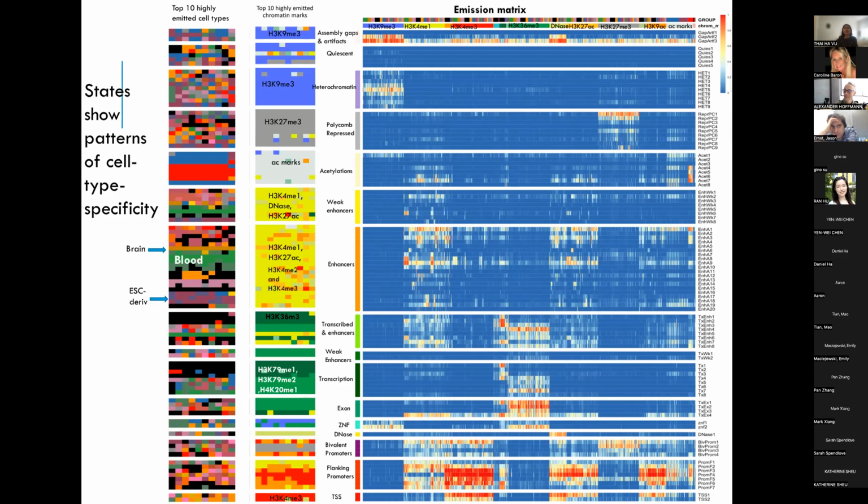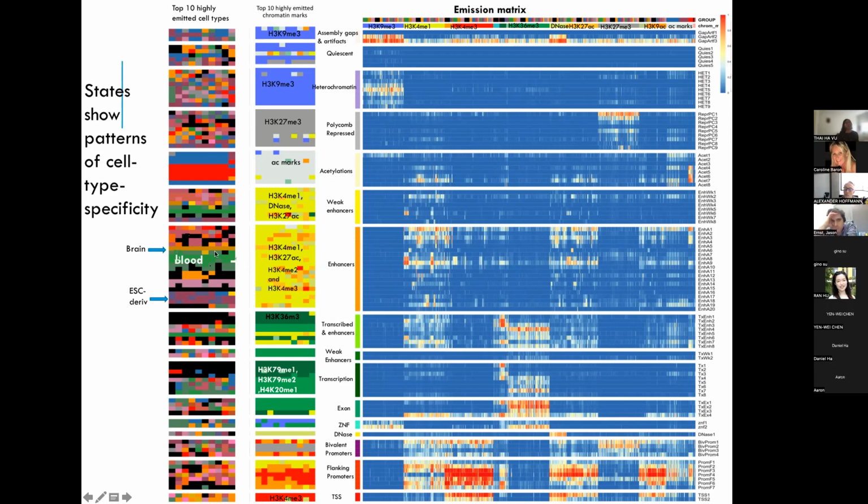We also look at the importance of cell type specificity in the different states. What we did is look at the top highly emitted experiments for each state, and highlight the experiments by the associated cell type that the experiments were conducted in. I'd like to highlight this particular state, which we call the enhancer A6 state, and it shows that the top highly emitted experiments are all associated with enhancer marks. All of these highly emitted experiments for this particular state are used to measure enhancer marks in the brain area. Therefore, we can hypothesize that this is a brain specific enhancer state.